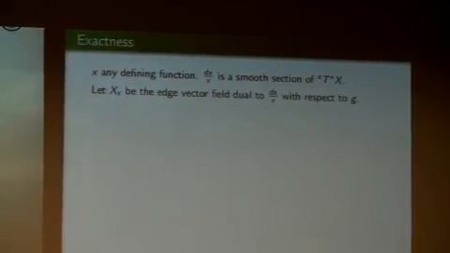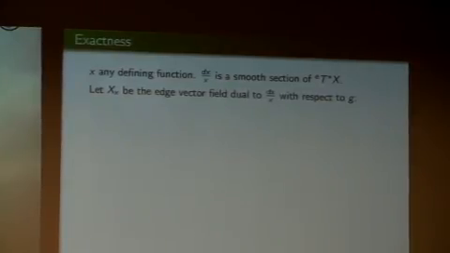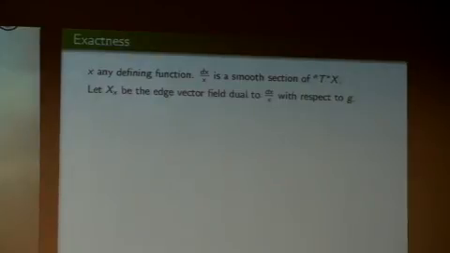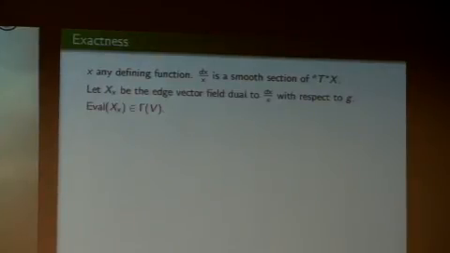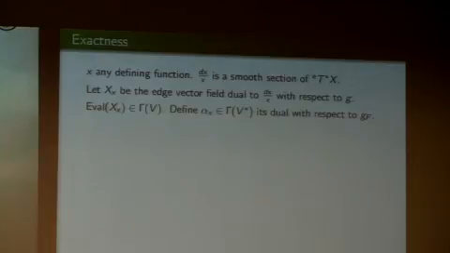So this section of the dual bundle, by duality, gives us an edge vector field. It's just a dual with respect to this edge metric. And now I evaluate that edge vector field, and once again, I get a section of the vertical bundle on the boundary. So that's a vector field on each fiber. And now I dualize that with respect to the metric on the fibers that came from the previous slide.